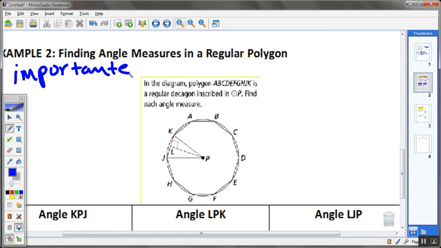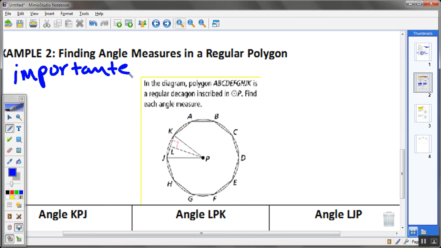First of all, kids, we're talking about finding angle measures in a regular polygon. It says in the diagram, polygon. Look at how they name this polygon, kids. That's pretty unique. It says it's a regular what, kids? It's a decagon.